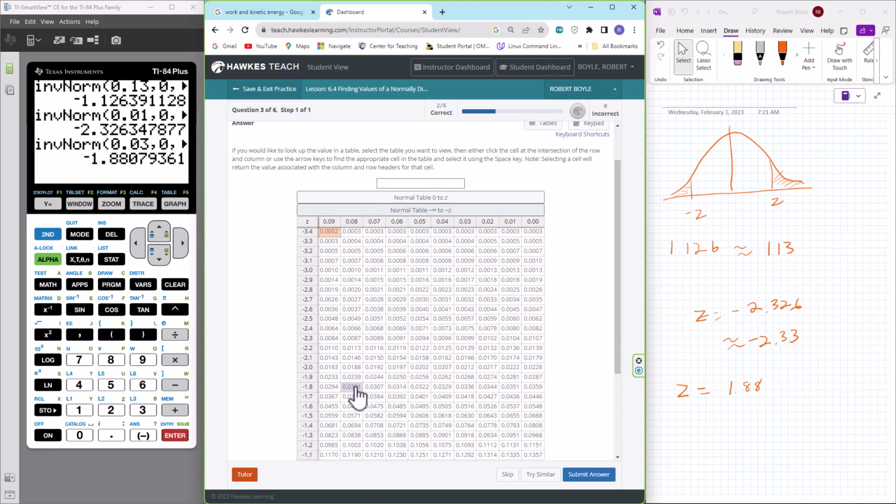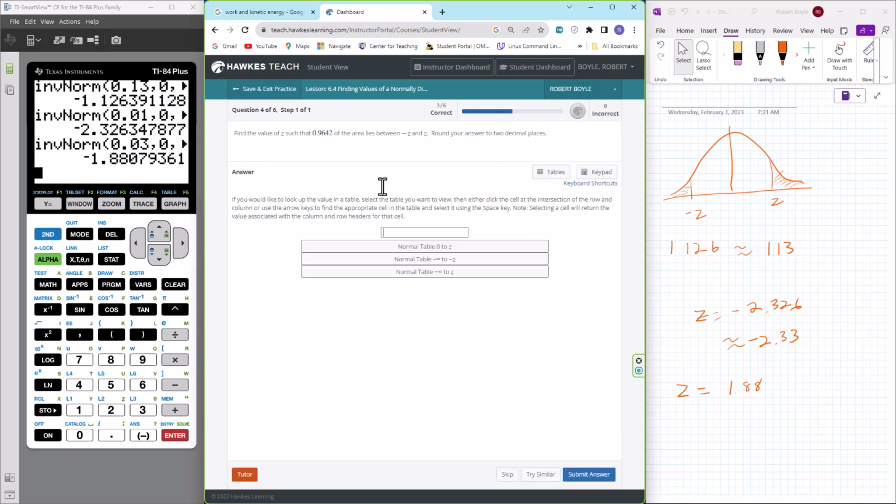Here's 0.031, and it's 1.88. Just got to get rid of the minus sign because we're going for the area to the right. And there you go.